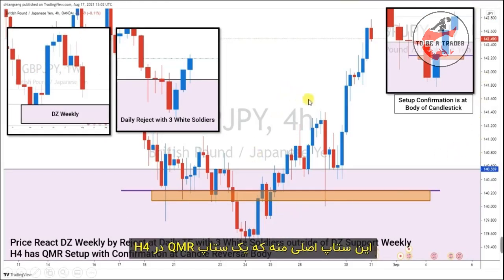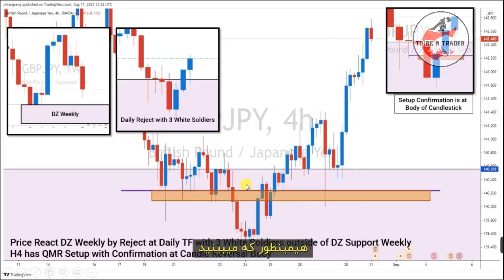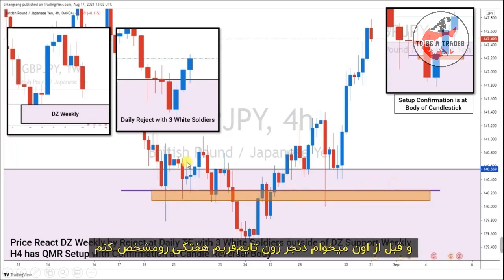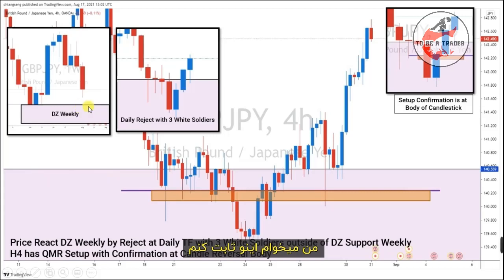This is my main setup, which is the QMR H4 GBP JPY. As you can see, I have drawn that the price has reacted. Okay, and before that, I want to do is to mark the danger zone weekly because price has react from the danger zone weekly. I want to prove that.